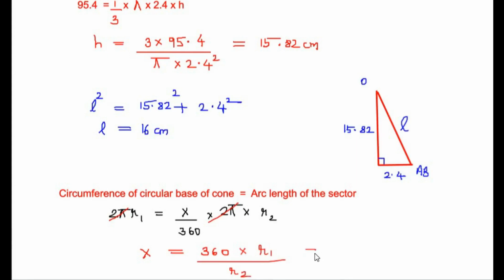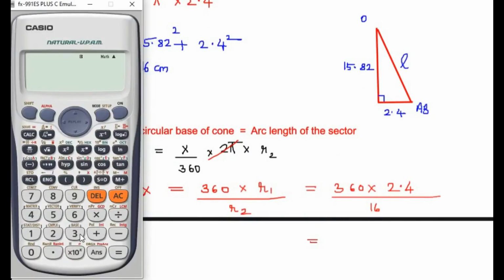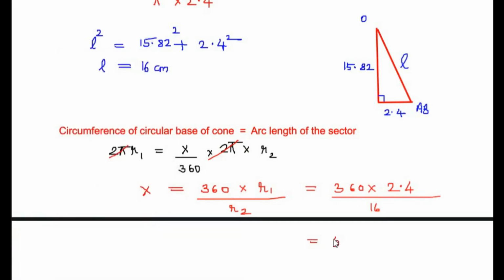Here we have 360 times r1 was the radius of the circular base, which was 2.4, and r2 was the slant height, which we had got it as 16. So let us put over here 16, and let us now calculate and see how much we get. So here it is 360 times 2.4, then it is divided by 16. So we have 54. So the central angle we got it as 54 degrees.